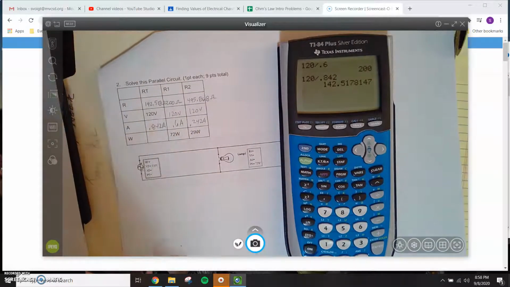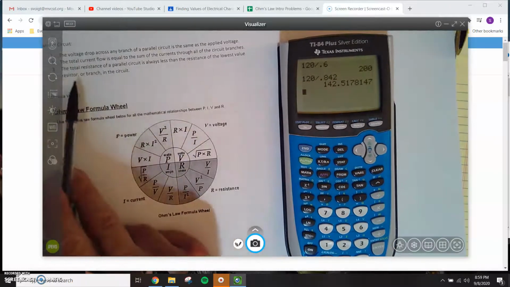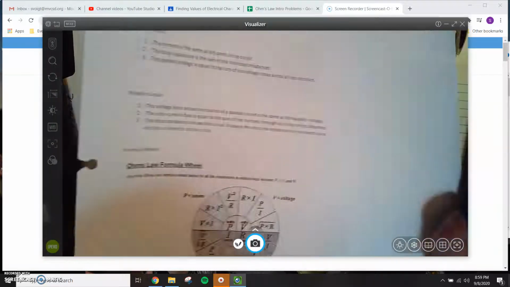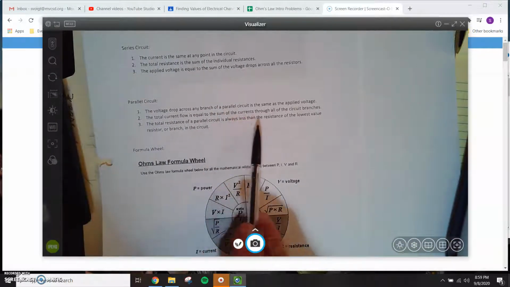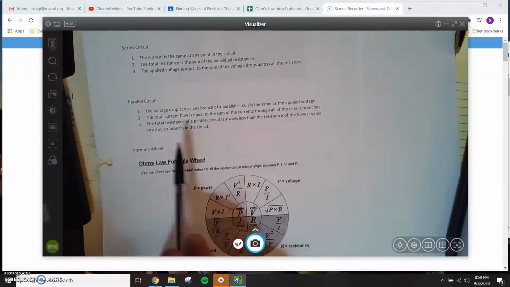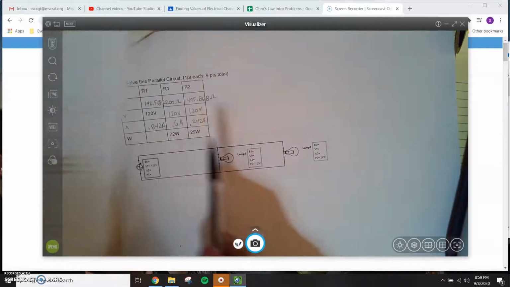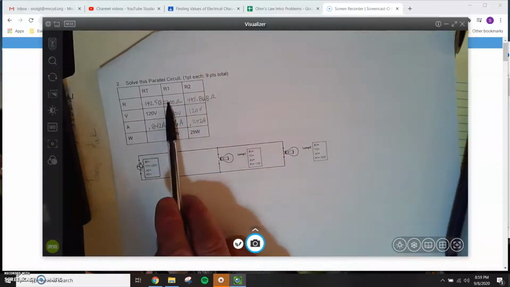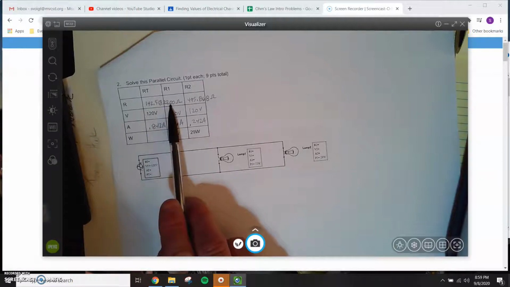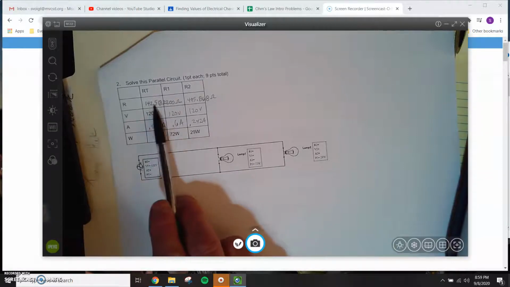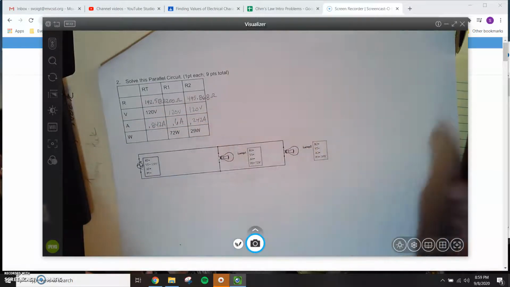Now, let's check this. Our last rule says the total resistance, whoops, I better get this in the screen. The total resistance of the parallel circuit is always less than the resistance of the lowest value resistor or branch in the circuit. So that means which one of these is lower? 200 is the lowest. Our total is lower than our 200. So that follows the third rule. And then finally, wattage is always going to be volts times amps.